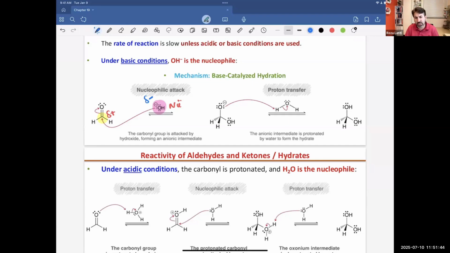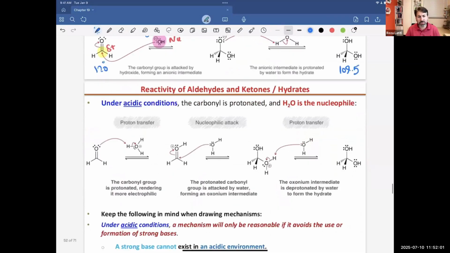And now we have oxygen with a negative charge. Very soon it will be neutralized by taking hydrogen from water or from the solvent. Now we got hydrate, and okay, the bond angle from 120 now went to 109.5. Okay, so it's not much favored. And how about in acidic condition?